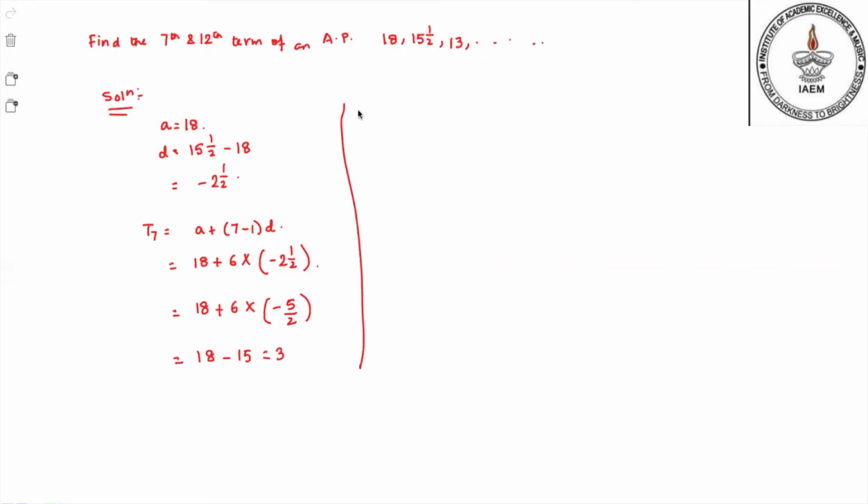Now if we have to find out T12, it will be A plus 12 minus 1 into D. So it will be 18 plus 11D. So it is 18 plus 11 into minus 5 by 2. 18 minus 55 by 2. So it will come as 36 minus 55 by 2. So it will come as minus 9 and a half.